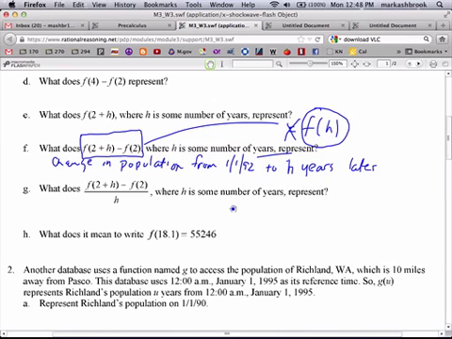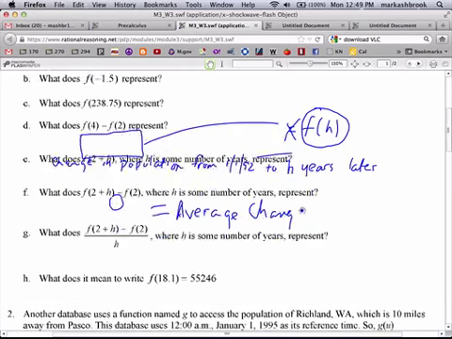Okay, so what if we took that change in population and divided by the number of years? Right, that would be the average change per year in population. Average change in population per year over how long of a period? h years, starting 1992.